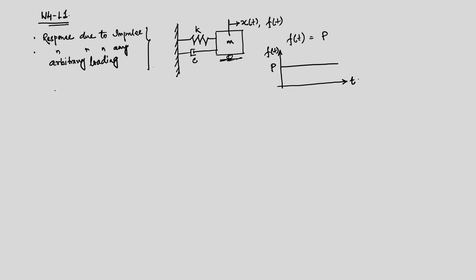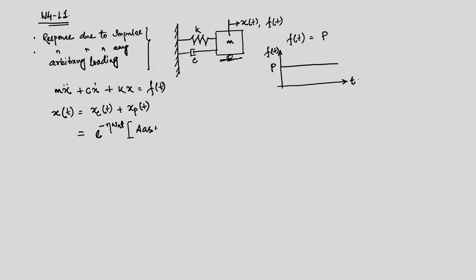Now, for that, the equation of motion is m x double dot plus c x dot plus k x is equal to F of T, and of course, we have initial conditions. So, the total solution will have again complementary function and particular integral. If you recall, the solution for the complementary function is e to the power minus eta omega n t within bracket A cos omega d t plus B sin omega d t. Then we have the particular integral, that is P by k.